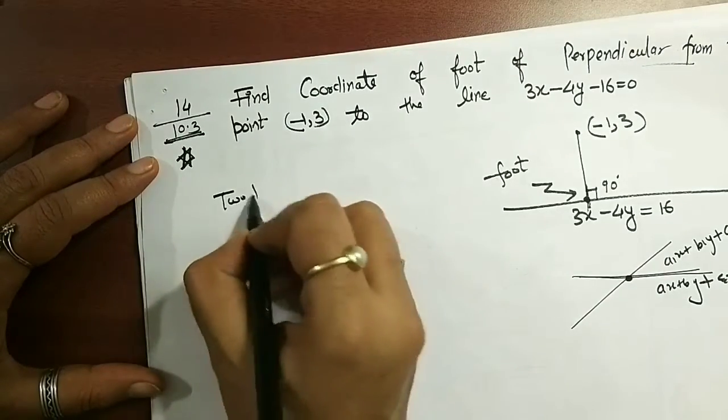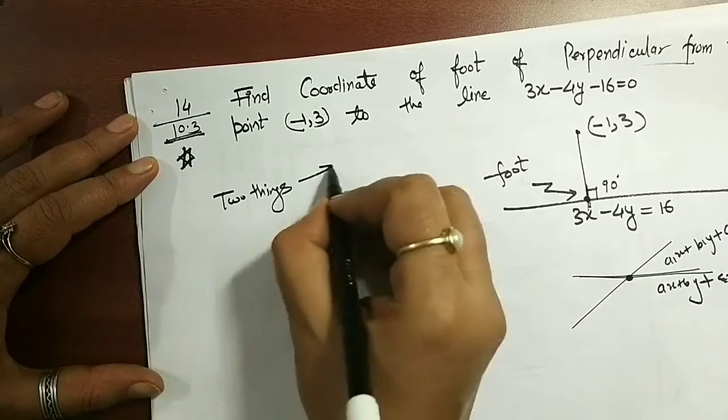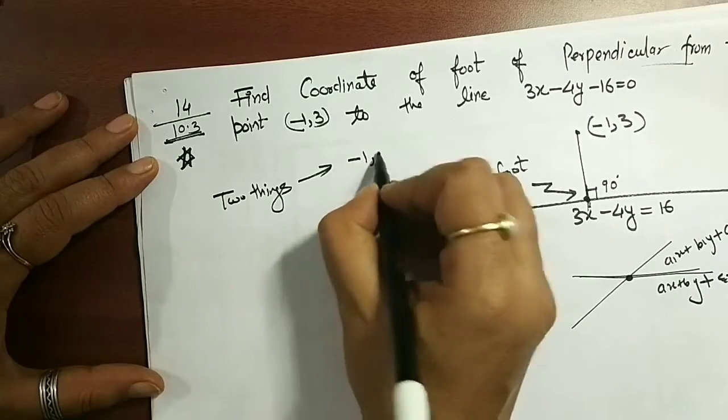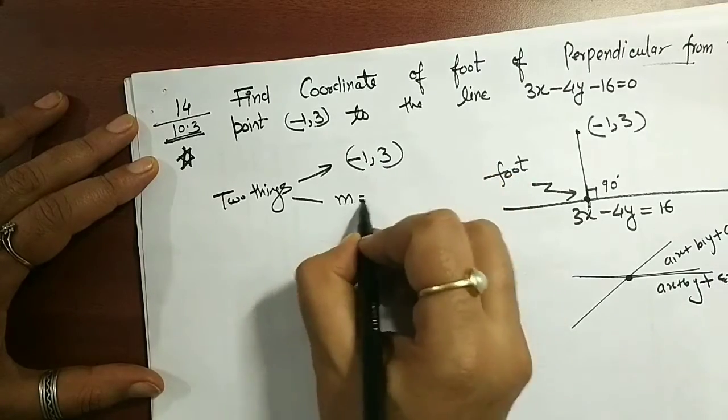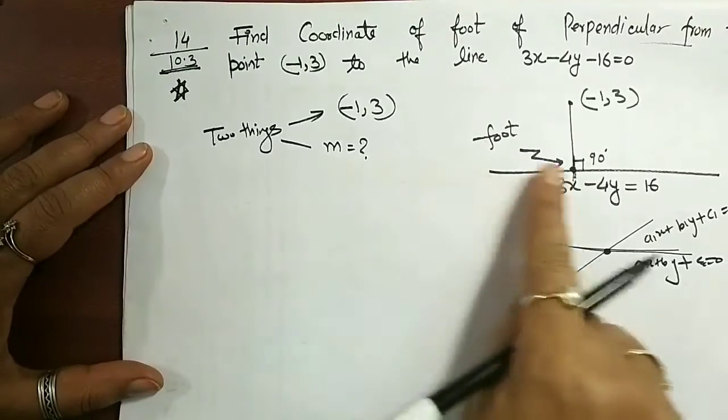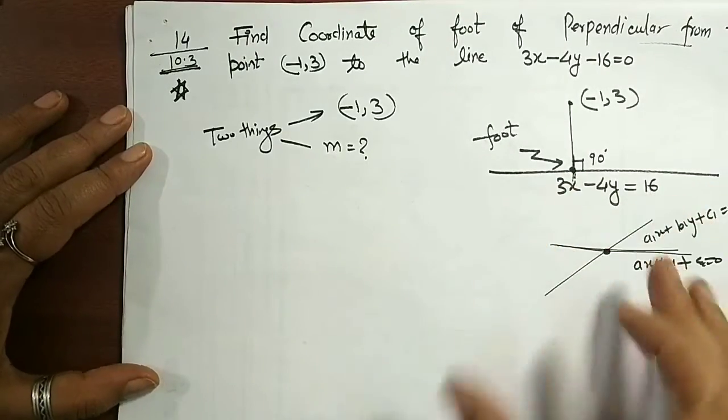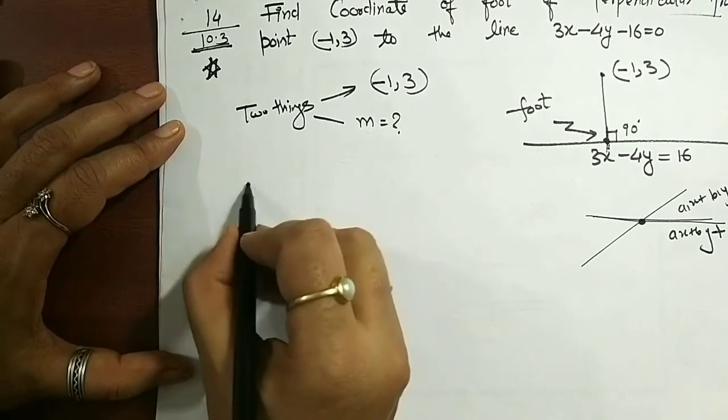So what do we need? Two things. Correct. First is the point, which I have, this. Second is the slope, which is unknown. Actually, it is hidden here. See, I can get the slope of this line, guys. By now, you should know.